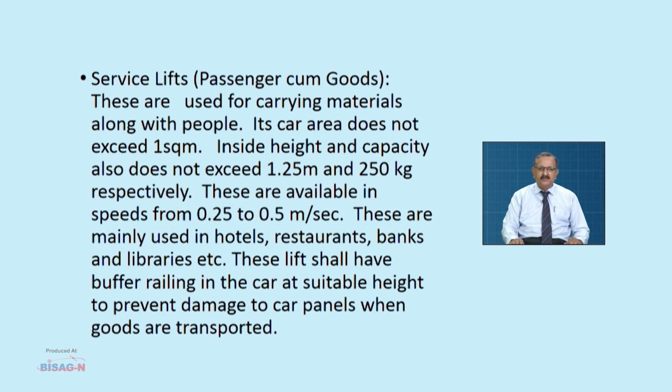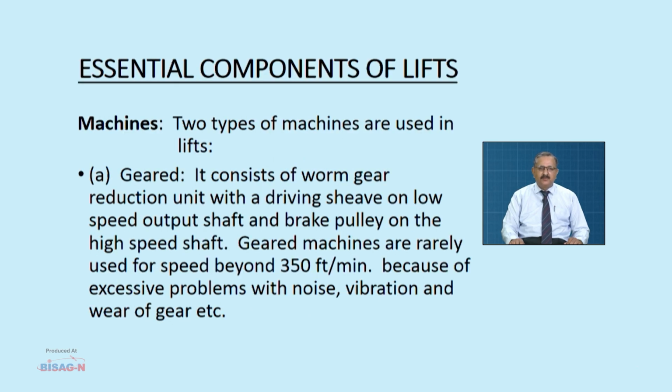Next one, service lift, passenger cum goods. These are used for carrying materials along with the people. Its car area does not exceed 1 square meter. Inside height and capacity also don't exceed 1.25 meters and 250 kg respectively. These are available in speeds from 0.25 to 0.5 meter per second. These are mainly used in hotels, restaurants, banks and laboratories, etc. These lifts shall have buffer railing in the car at suitable height to prevent damage to car panels when goods are transported.